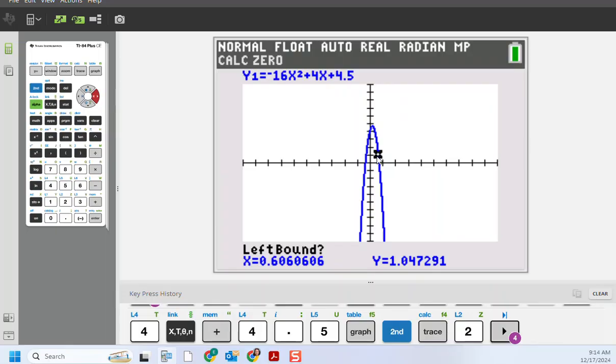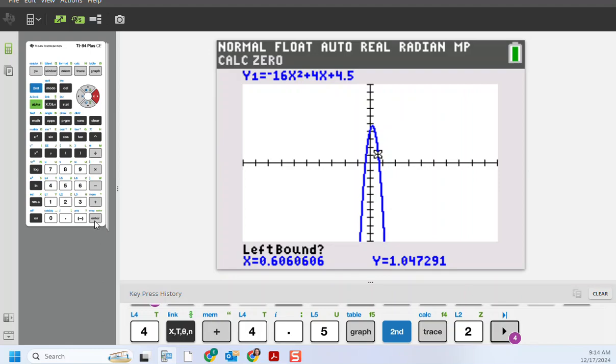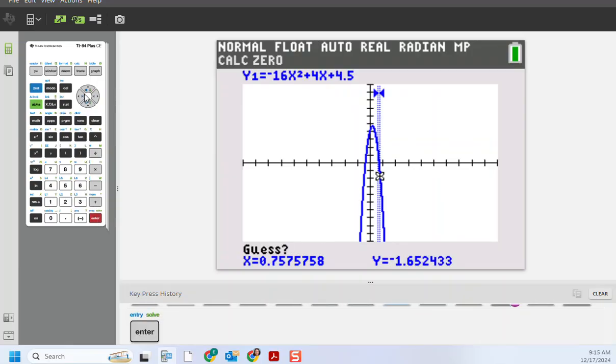So it says left bound, and it wants me to put it to the left of the zero. So I'm going to put it there and press enter 1 time. Then it says right bound, so I use the right arrow to move it there, and I press enter 1 time. Mine is going lower. Yeah, it goes lower and to the right because it's still on the curve. As long as it's to the right, you're good. So I'm going to press enter 1 time. For guess, it wants you to move close, and you can't actually get that close. So I tried to move closer, but it's fine. Press enter again. And then you should get this. It says 0.6698, etc. I'm going to round that to 0.67.